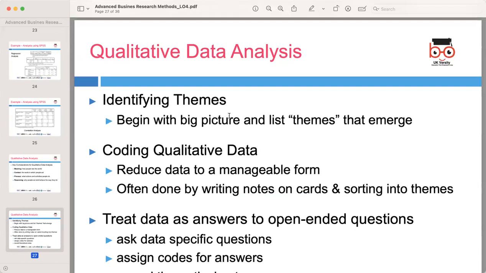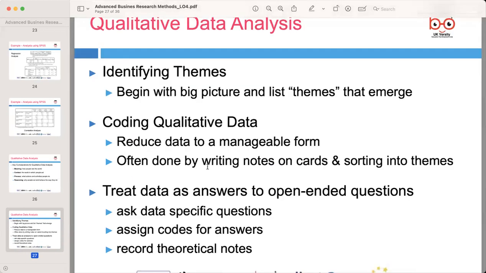Qualitative data analysis. Identifying themes: begin with the big picture and list themes that emerge. Coding qualitative data: reduce data to manageable forms, often done by writing notes on cards or sorting into themes. Treat data as answers to open-ended questions, ask data-specific questions, assign codes for answers, and record theoretical notes.